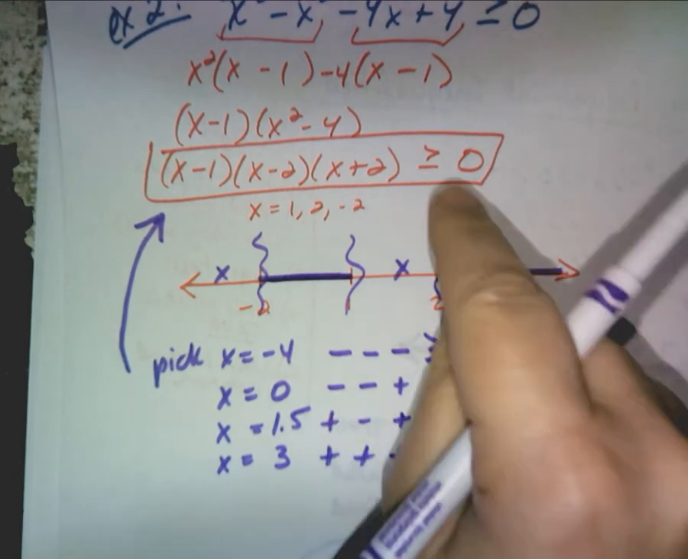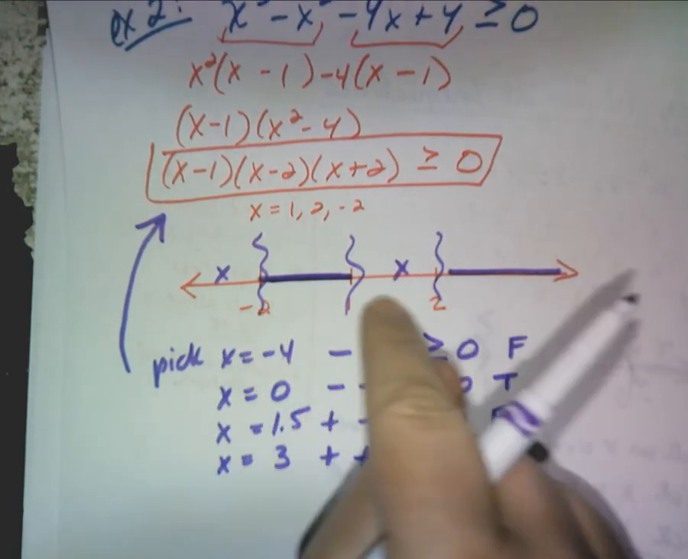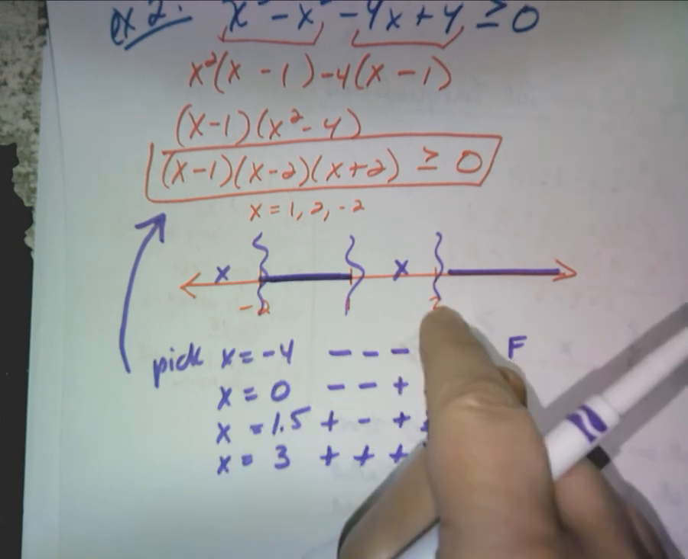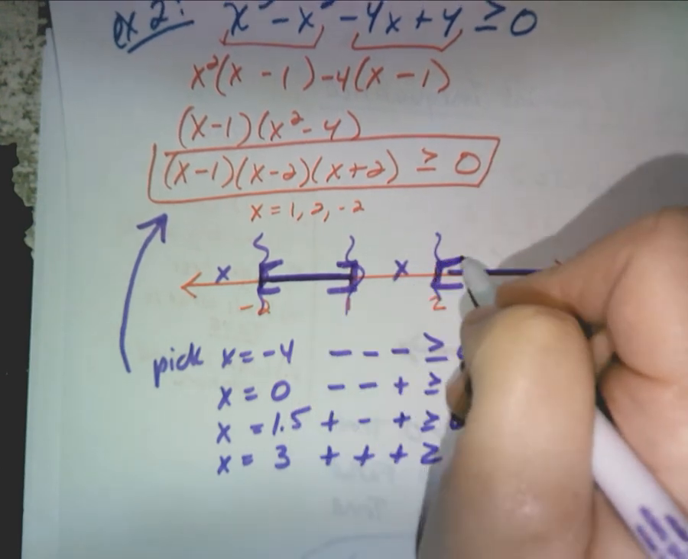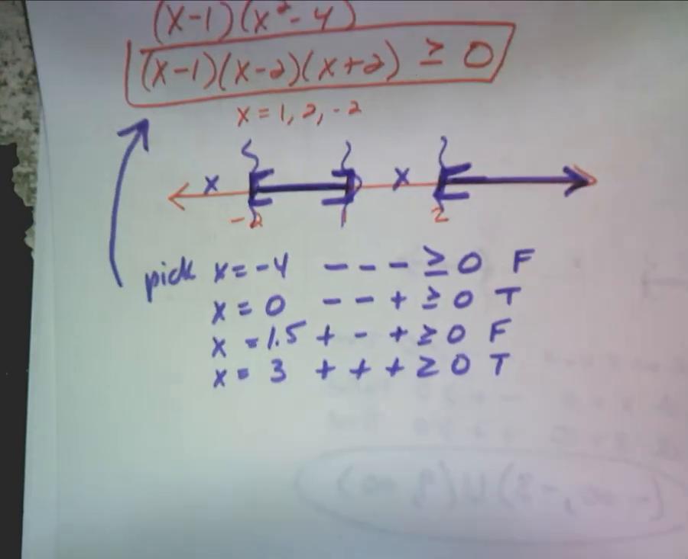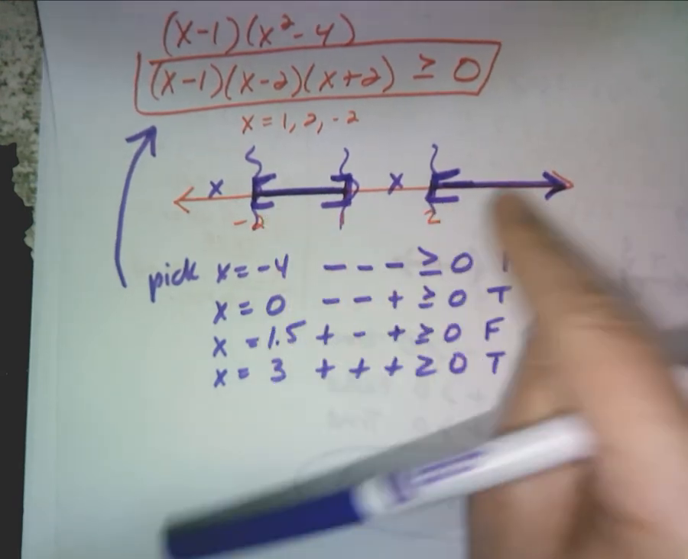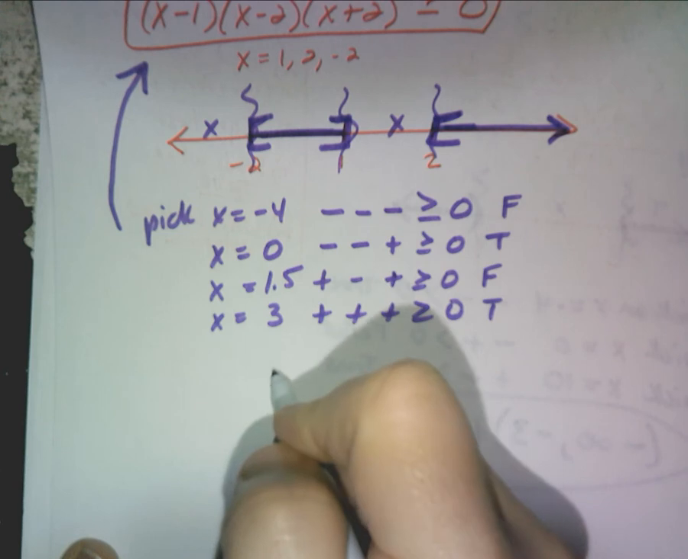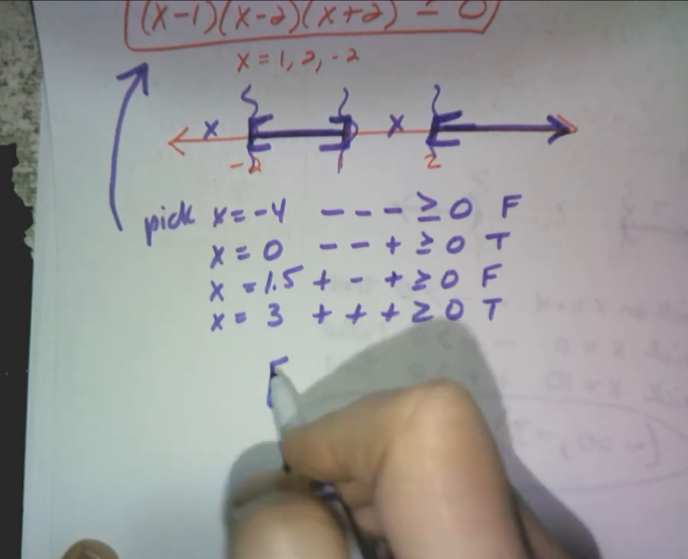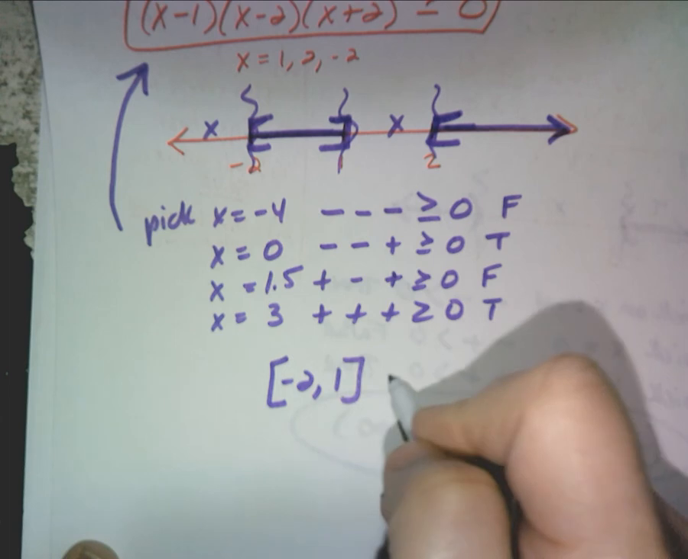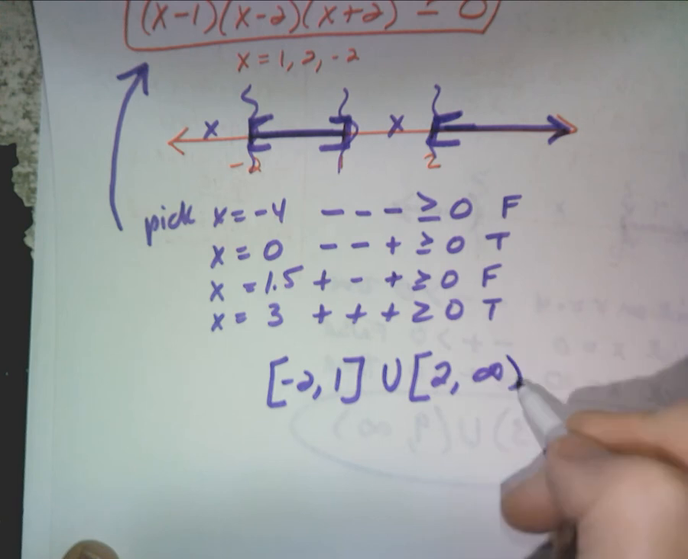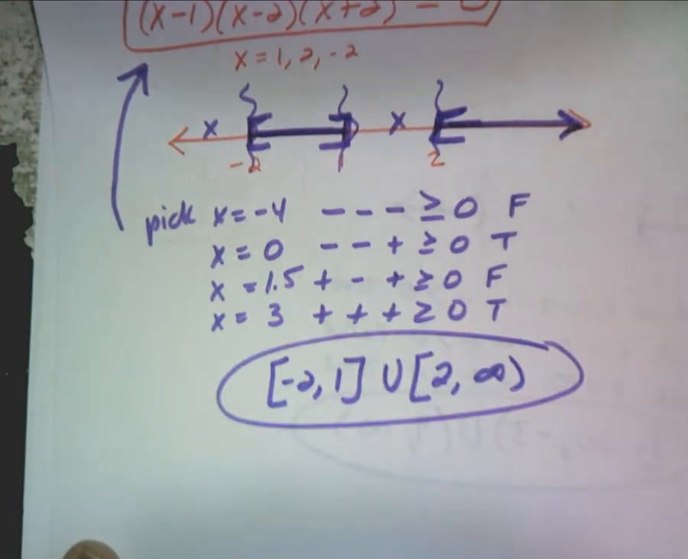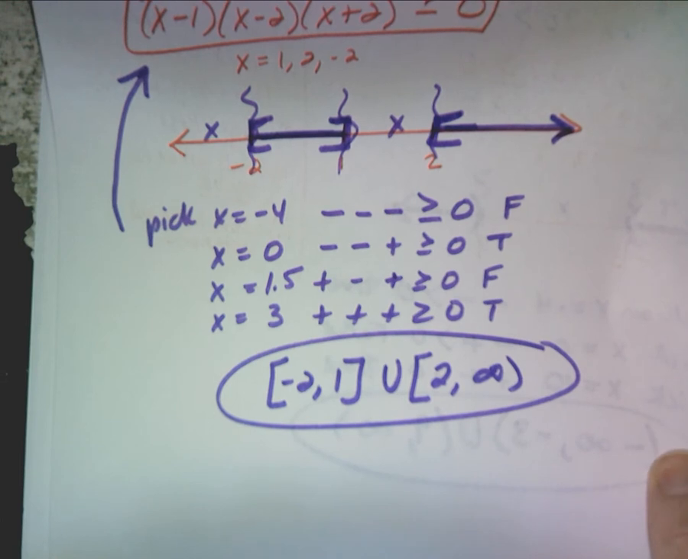Okay, now, since it's greater than or equal to, these zeros get what symbols? Brackets. They're not open. So someone help me out here. How are you going to write the notation for where the x's are for this one? Between negative 2 and 1, united with bracket 2 to infinity with a parenthesis. That's where all your x value solutions are located for that polynomial inequality.